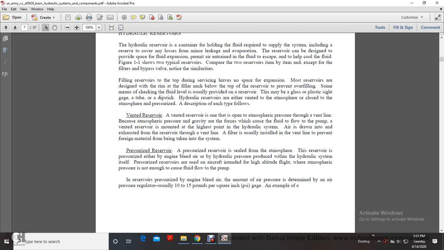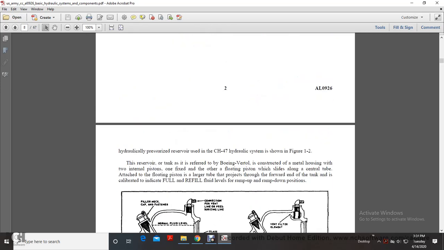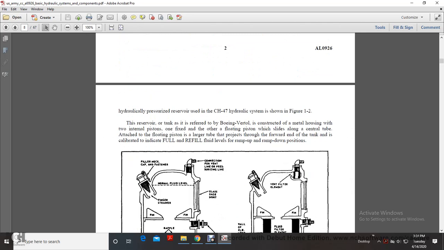Pressurized reservoir. A pressurized reservoir is sealed from the atmosphere. The reservoir is pressurized either by engine bleed air or by hydraulic pressure produced within the hydraulic system itself. Pressurized reservoirs are used in aircraft intended for high altitude flight, where atmospheric pressure is not enough to cause fluid flow to the pump. In reservoirs pressurized by engine bleed air, the amount of air pressure is determined by an air pressure regulator, usually 10 to 15 pounds per square inch. An example of a hydraulically pressurized reservoir is used in the CH-47 hydraulic system shown in figure 1.2.